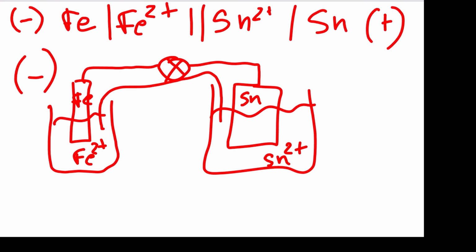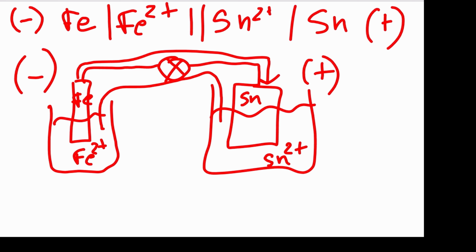The iron half cell is the anode, while the tin half cell is the cathode. So we have the figure, an image of this galvanic cell. What about the electron flow? Of course, electrons flow from the anode to the cathode, so from metallic iron to metallic tin.